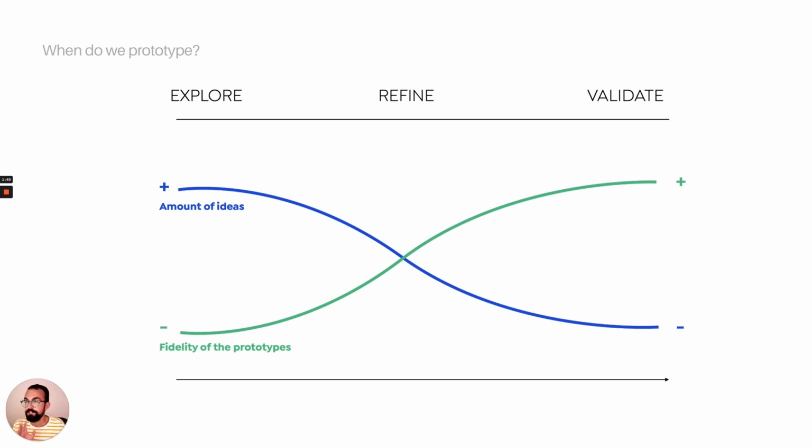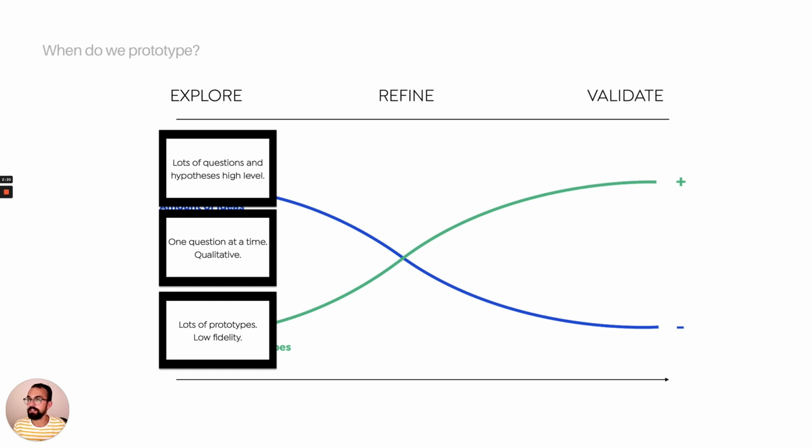So first and foremost, we see 2 lines here. The blue line, the top line here, indicates the amount of ideas, and the green line, the line that is increasing, is fidelity of the prototypes. So as we move through, we start with a lot of ideas, and then we start to really focus on a few, and then fidelity, or the quality of the prototype, starts kind of low, but then gets better and better as we go through. So let's take a closer look at each of these stages.